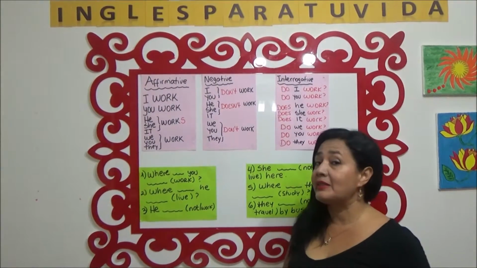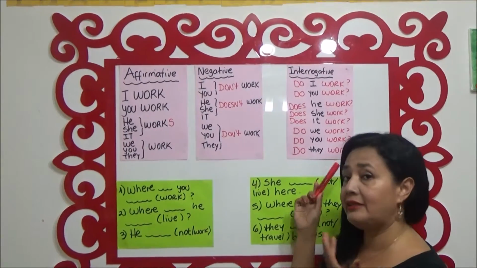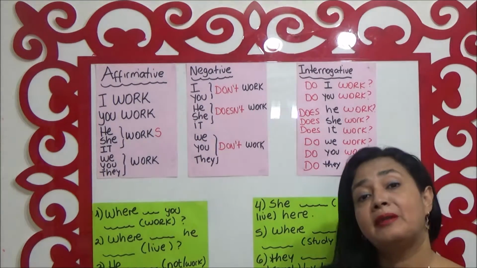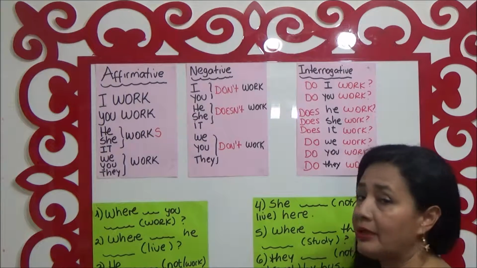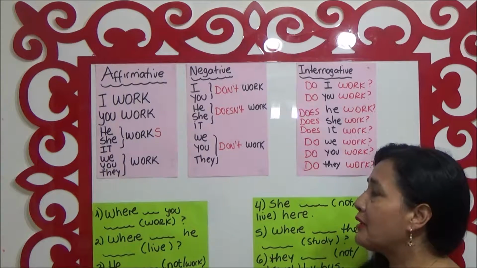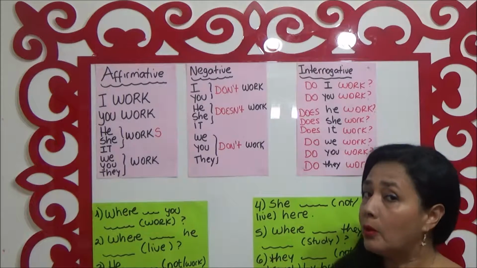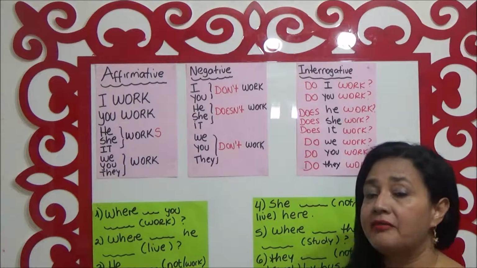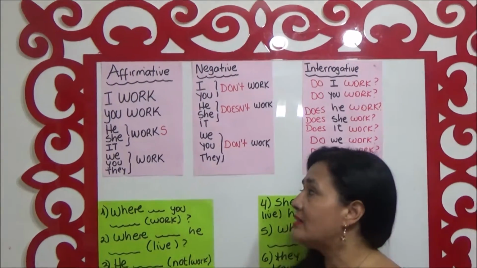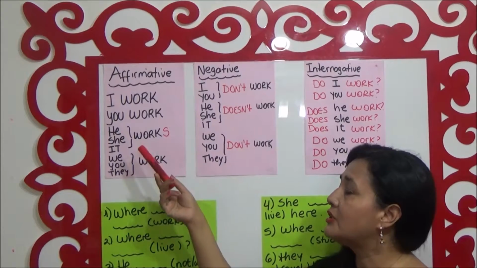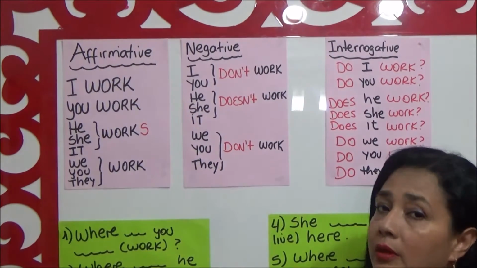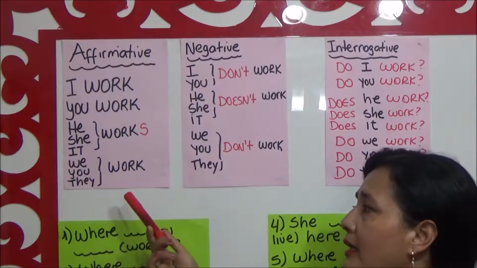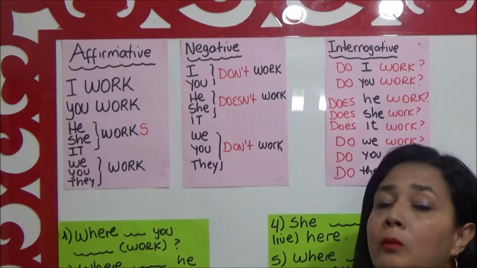As you may know, the present simple tense is formed in three forms: affirmative, negative and interrogative. In the affirmative, with the verb work, we have I work, you work, but when we talk about he, she and it, we add a final S. So we say he works, she works, or it works. In the case of we, you and they, it's the same as work.